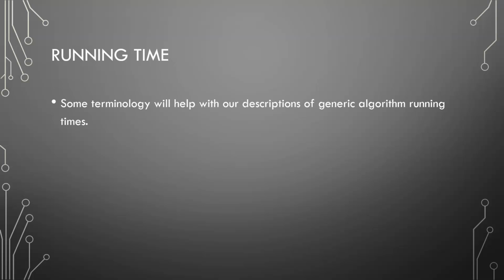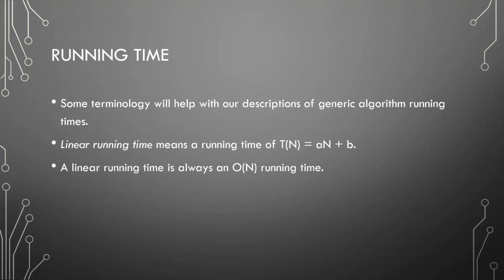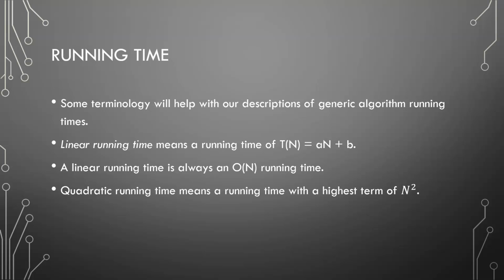Before we look at all that, just a quick bit of terminology to help us with our description of generic algorithm running times. For example, the term linear running time means a running time of T of n equals a n plus b. So, like the ones that we looked at before, like 6n plus 5, that would be a linear running time because it's a linear equation. A linear running time is always big O of n. So it's a linear function. It's n to the power of 1.